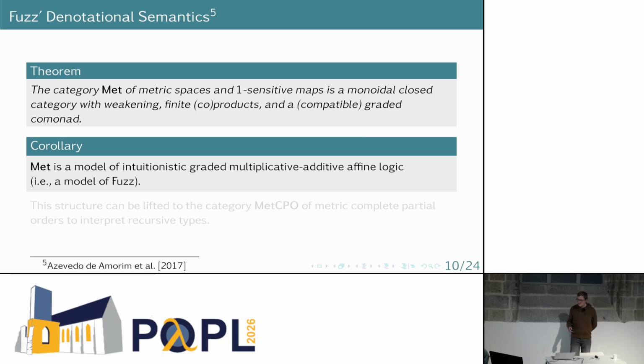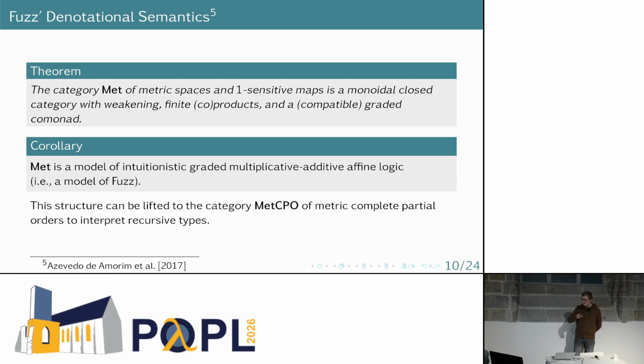Okay. As for the semantics, it is what you expect if you have some knowledge of the categorical semantics of linear logic, meaning you have a category with all your products, coproducts, and so on. And the main point is you have a compatible graded comonad. So this is the main thing that does the annotation, essentially, the real value annotations. And the category of metric spaces is one such category. So it is a model of Fuzz and the intended model.